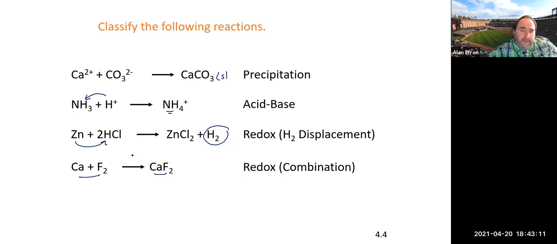Any questions on different types of reactions, oxidation numbers, how to classify things? Any questions on any of that there?